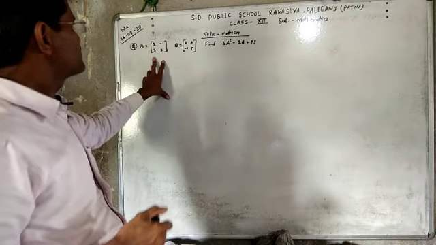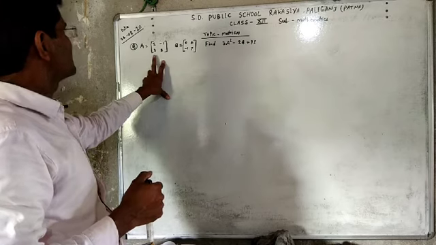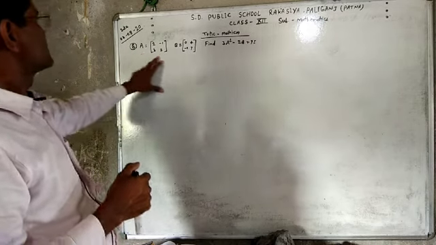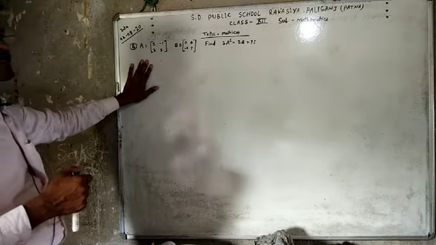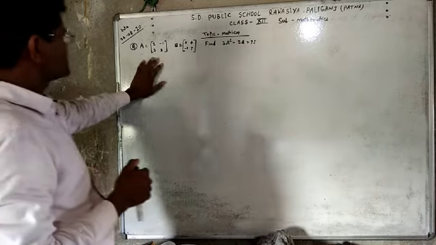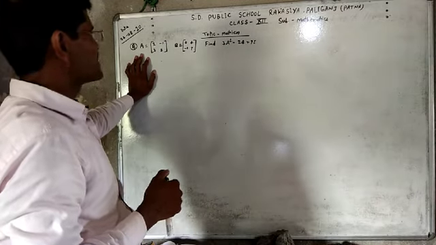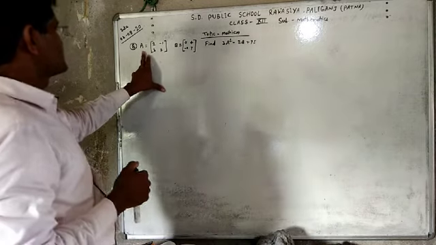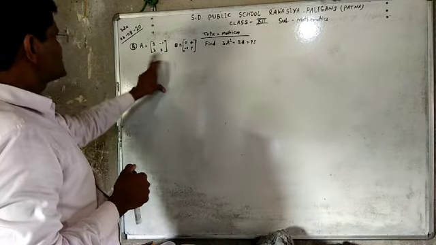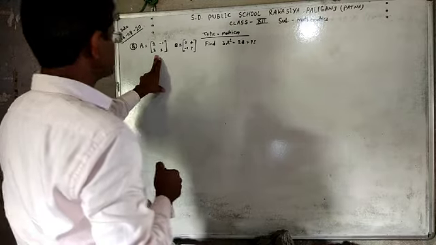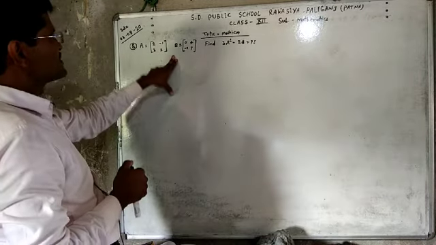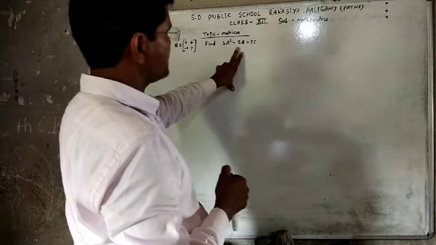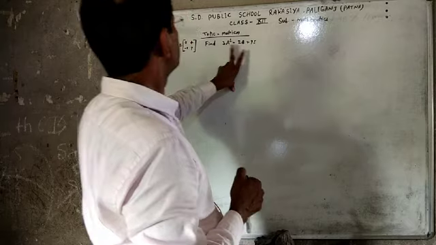And some problems I will see from the previous classes. Now in the last classes, some more problems about matrices. Here the problem is: we have two matrices A and B, and both are square matrices of order 2. And we have to find 3A square minus 2B plus 7I.